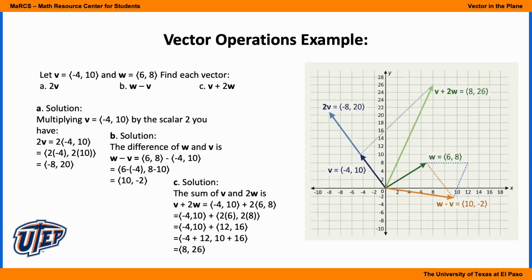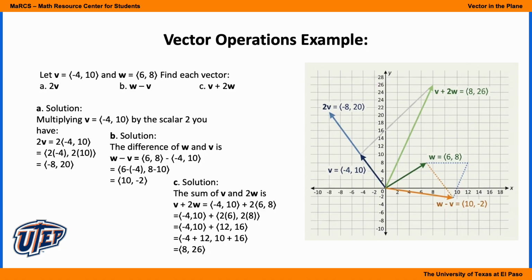Now here are examples to practice the vector operations. So first we're given the vector v = <-4, 10> and the vector w = <6, 8>. So we need to find each vector. So for part A, we have 2 times v. So that means we would multiply each component of v times the scalar 2. So we'll have 2 times -4, 2 times 10, and that'll give us <-8, 20> as the vector for 2v.